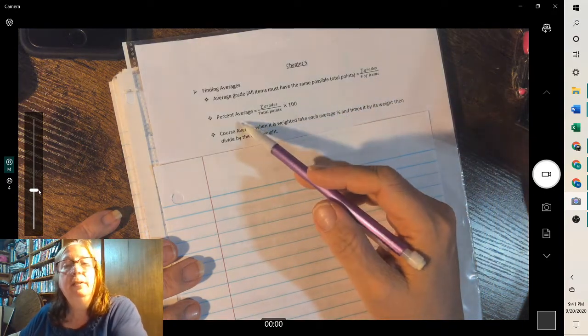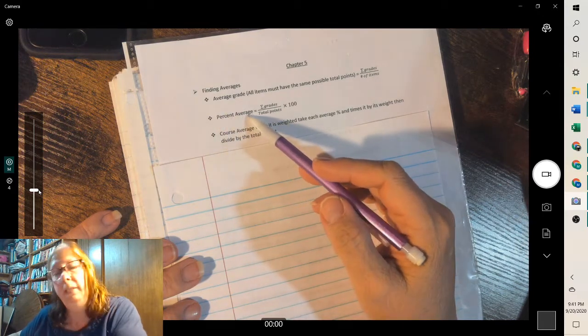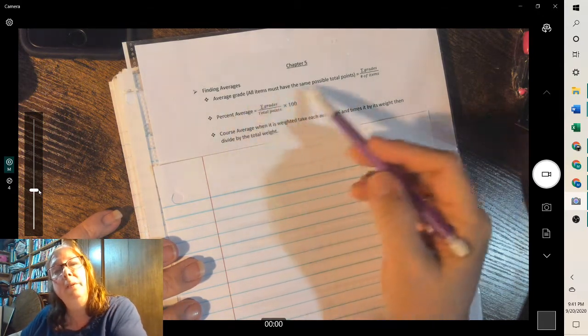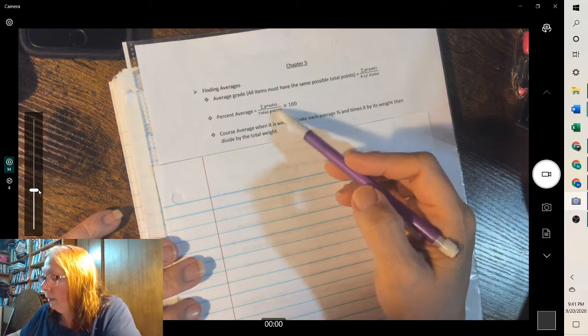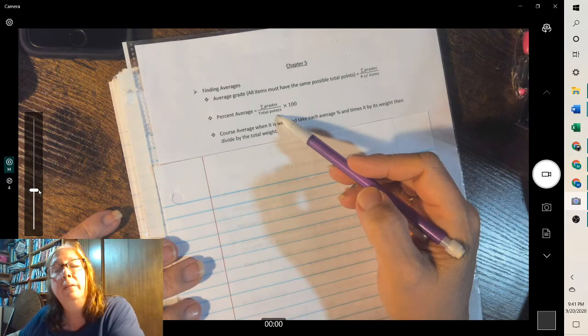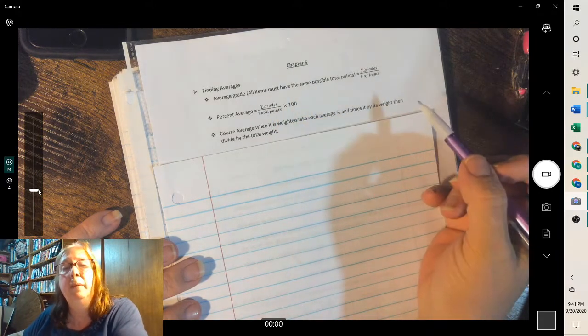When they're not the same value, you find the average. A lot of times they call it a percent average, but if they're not all the same value, you would solve it this way. You add up all your grades, and then you divide by total points rather than how many there are. So total possible points, and then multiply by 100.